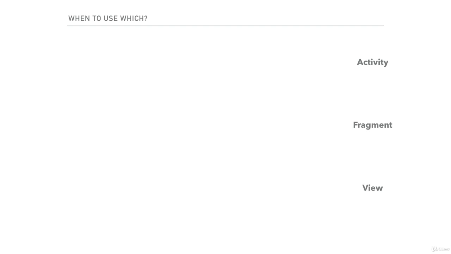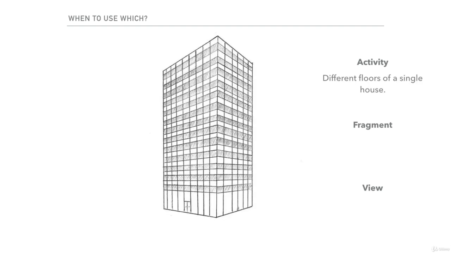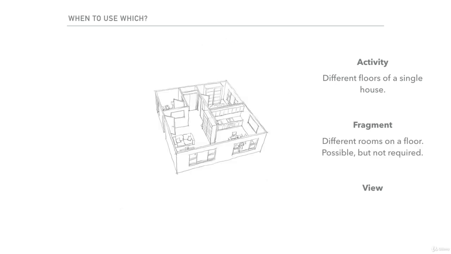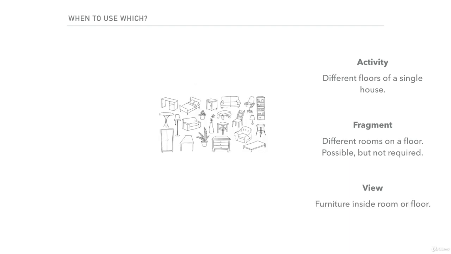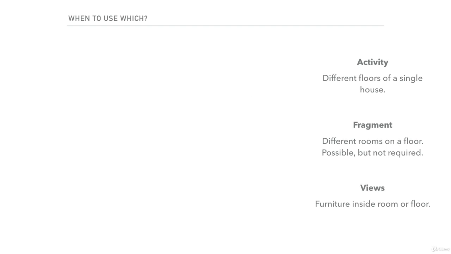So when to use which? I like the metaphor of a skyscraper, where activities are the different floors of a single house. Fragments are the different rooms. You can have different rooms on your floor, but it's not required. You can also just have one big room. It doesn't matter. You can do both. And the views are the furniture inside a room or floor, which are actually visible, and you can see them.